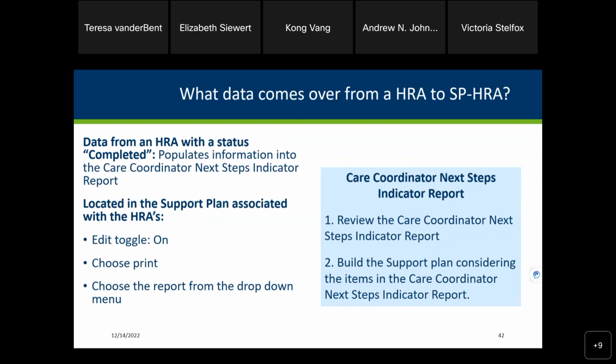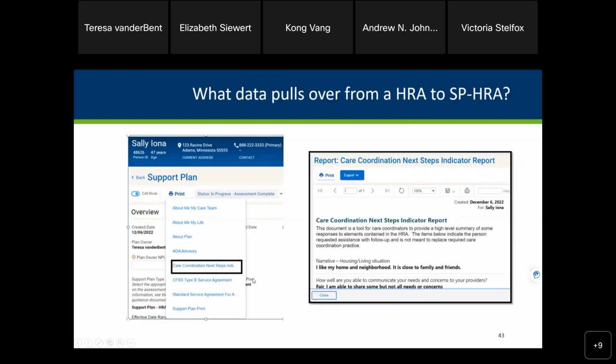It will show the health risk assessment, just to use better language. Even if it's closed, you can click on it and view it. And so you could have it on one screen and you could work on your support plan on the other screen as well. So this is what the next steps indicator report looks like. And so you'll see that you get some narratives and you find it when you go to the support plan, you choose print, and then you can see it in the drop-down list.